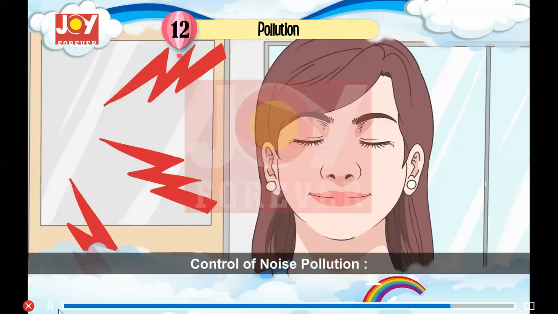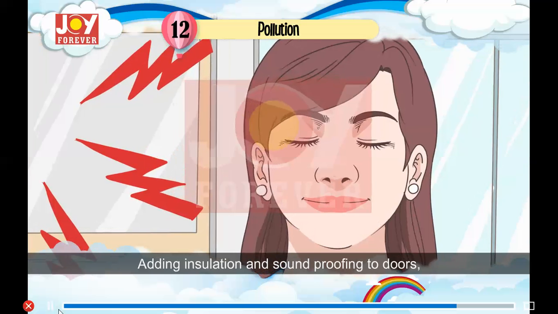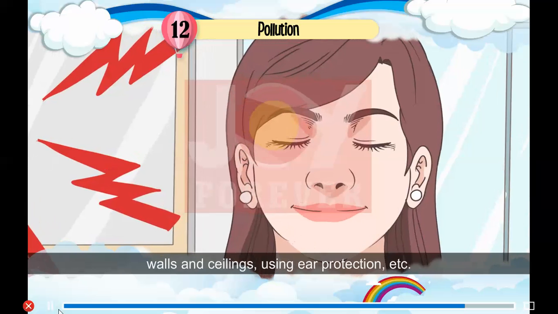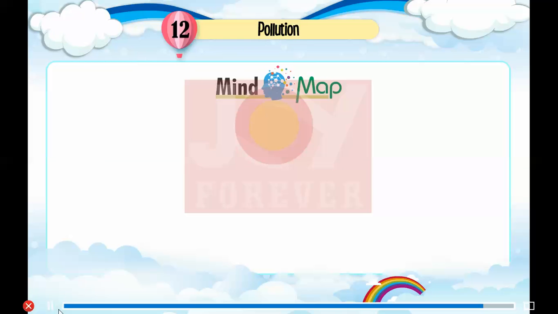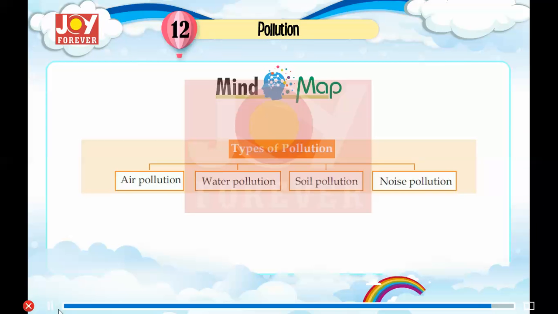Control of noise pollution. Adding insulation and soundproofing to doors, walls, and ceilings, using ear protection, etc. Mind map. Types of pollution: air pollution, water pollution, soil pollution, noise pollution.